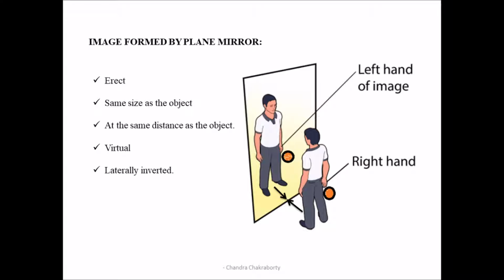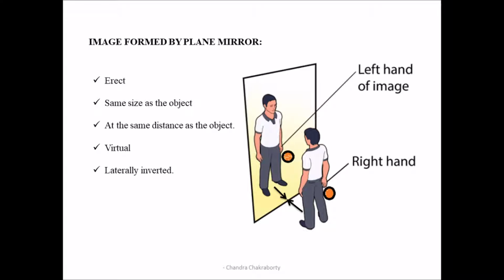So now let's talk about what kind of images are formed by a plane mirror. The image formed by a plane mirror is always erect. It has the same size as that of the object. It is at the same distance as that of the object. It is virtual and it is laterally inverted. I have given a picture that shows an image formed by a plane mirror. So the image formed is erect, yes. The image formed is upright and straight and is in the same direction as the object. The image formed is of the same size as that of the object, yes. The man and the image both are of the same size.